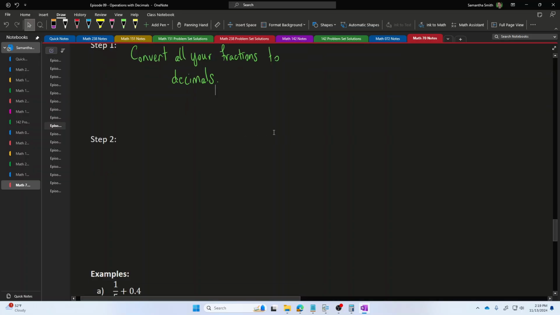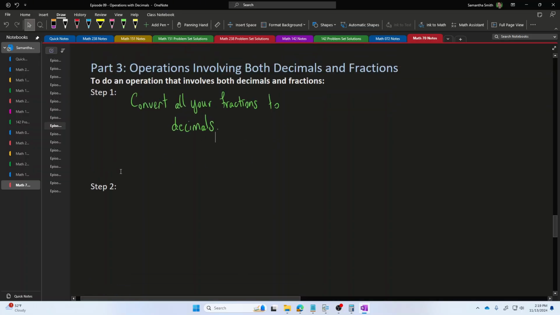Once all your numbers are of the same type, then you can just do the operations with the decimals normally using your calculator.